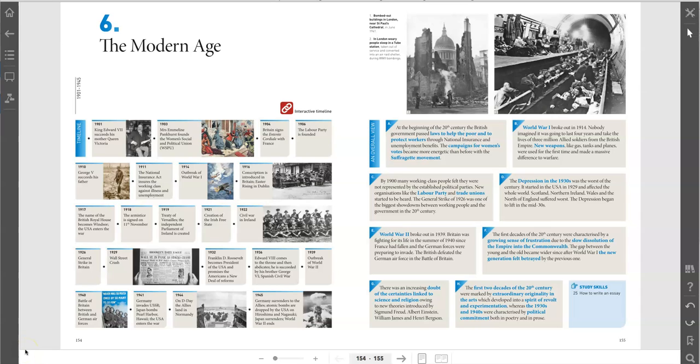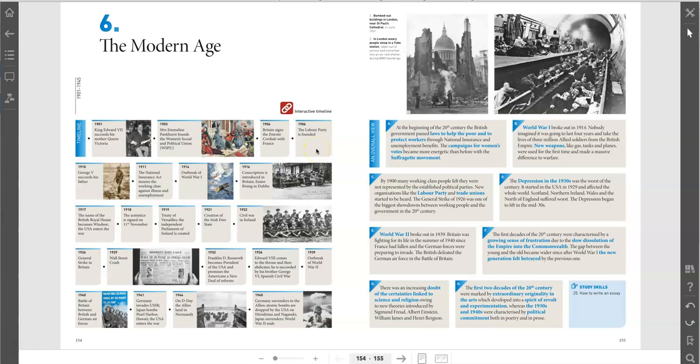Today the main topic will be the modern age, which covers a time span from 1901 up to 1945, so we're going to focus on the first decades of the 20th century. I'm going to give you an introduction of the main events leading to World War I and World War II.